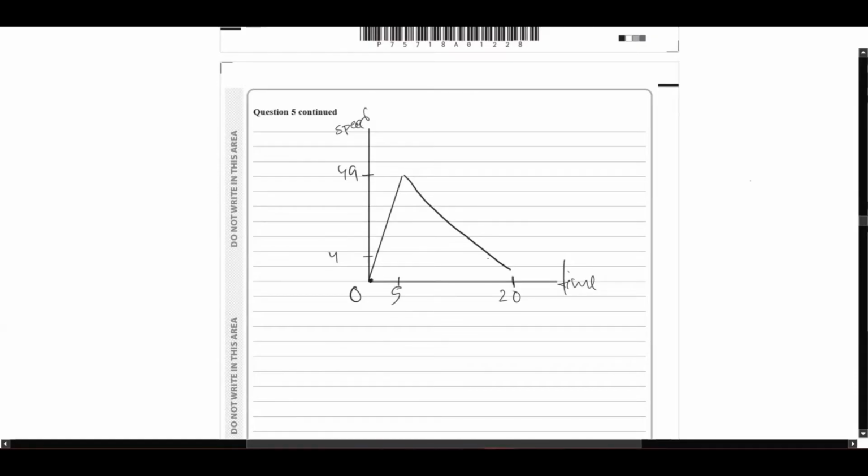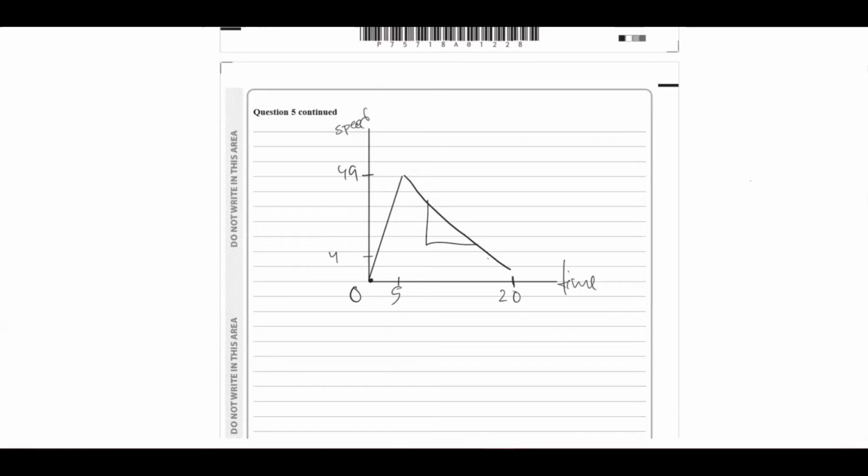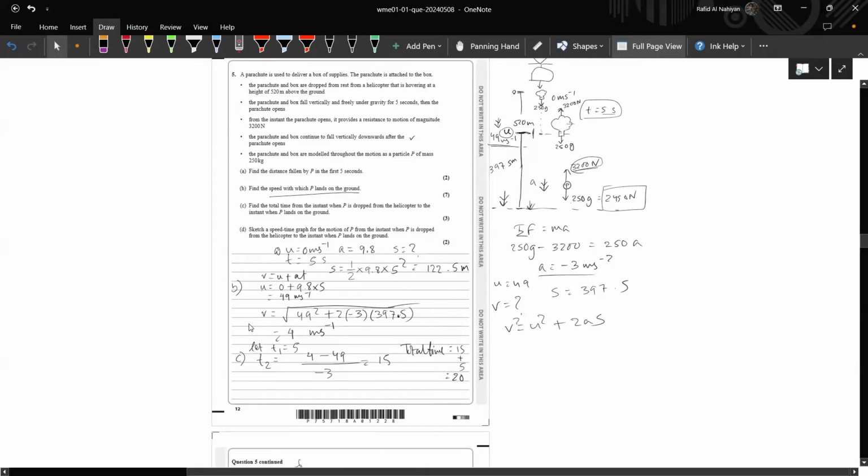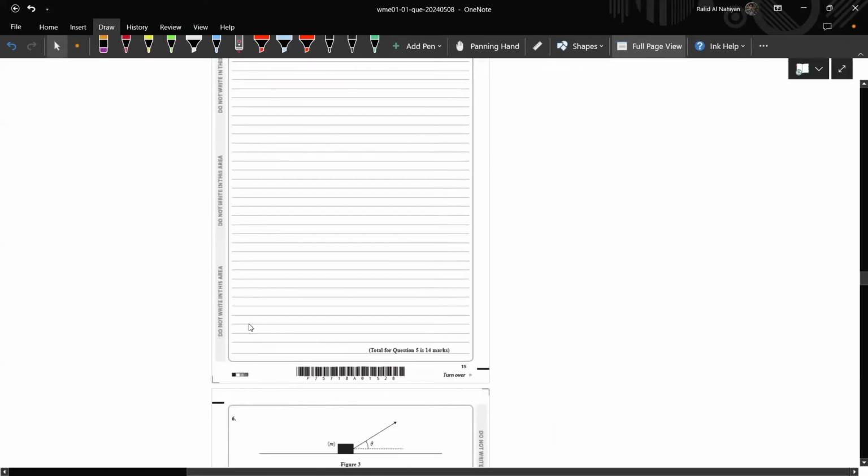All right, and this acceleration has to be negative. Basically, acceleration is the gradient of a speed time graph. So we have to make sure the line that we draw here has a negative gradient, which equals minus 3, of course. All right, on to the next question. That should be the answer, hopefully.